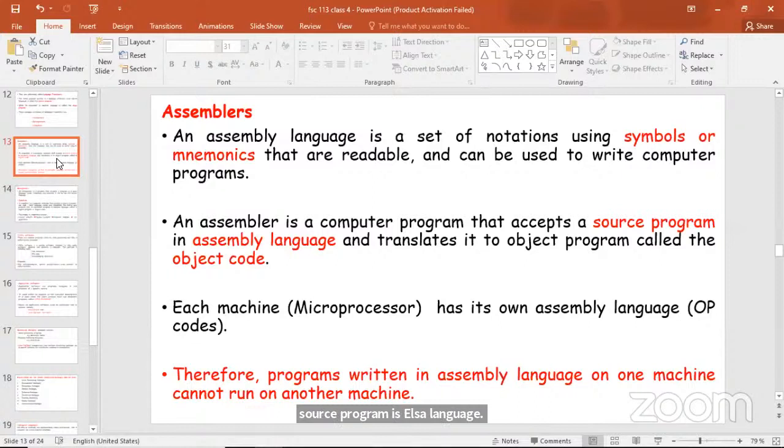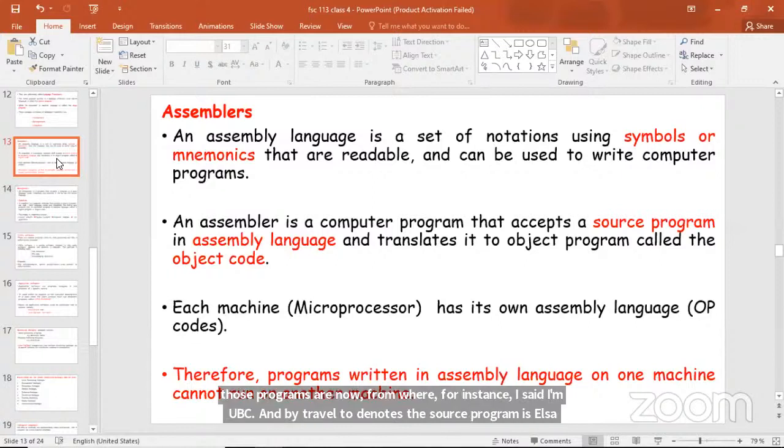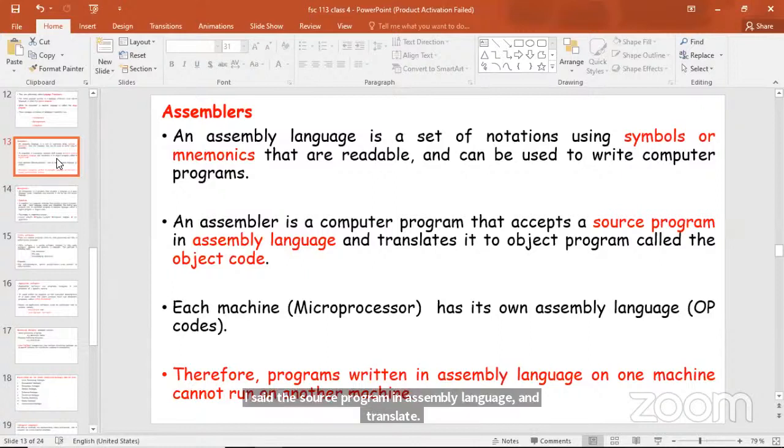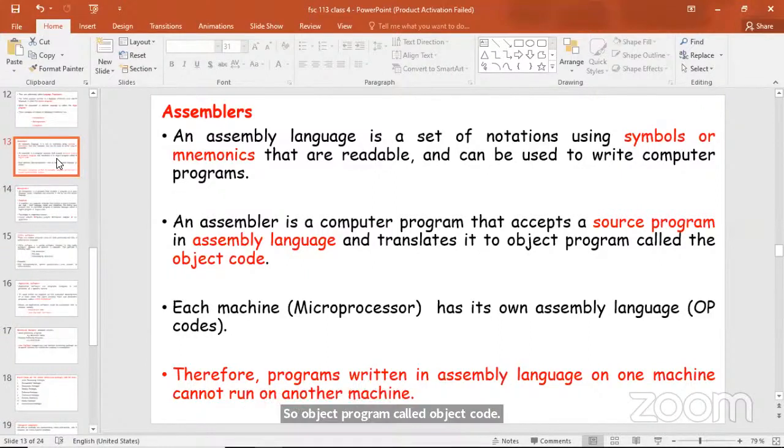So the assembler accepts the source program in assembly language and translates it to an object program called object code, right? Now, in each computer you have what you call a microprocessor, and each microprocessor has its own assembly language. It therefore means that programs written in assembly language on one machine cannot run on another machine. Why? Because they have different processor classes.